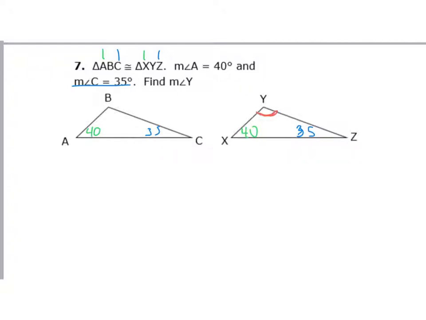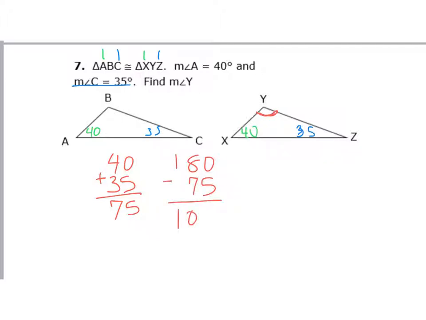Okay, so now that I've filled everything in, Y is easy to find because I know if I take the 40 plus the 35, what's left out of the 180 is what's remaining for angle Y. So angle Y is 105. Okay.